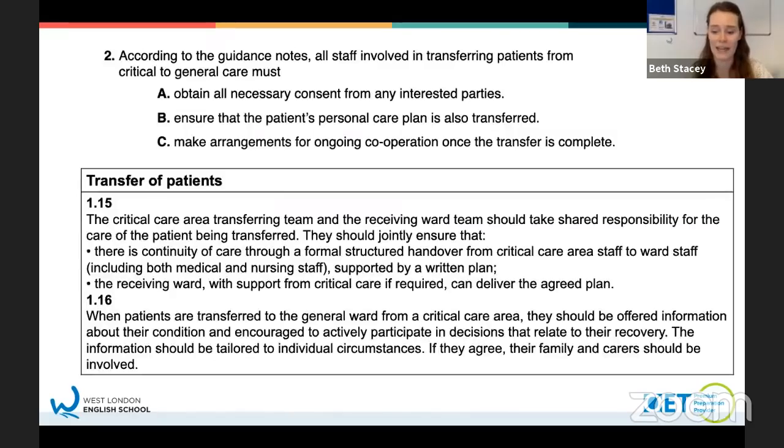I've got a question here, and I'm going to give you 2 minutes to see if you can find the right answer.